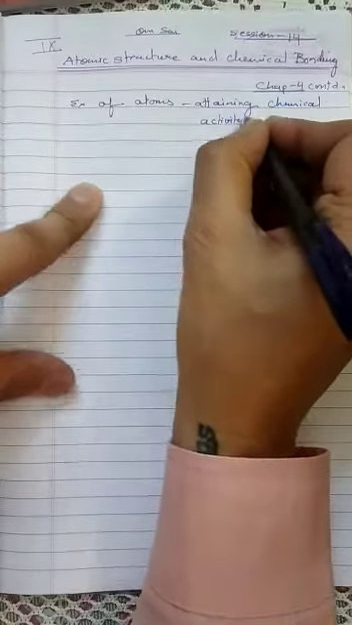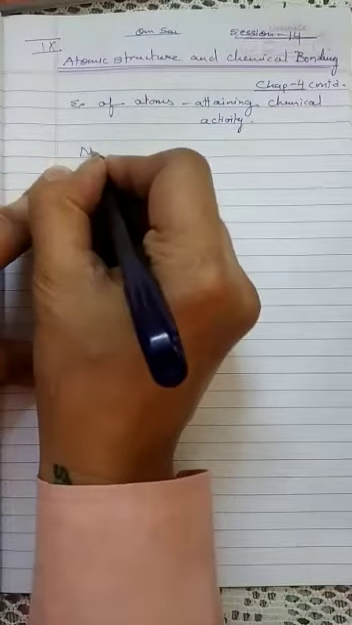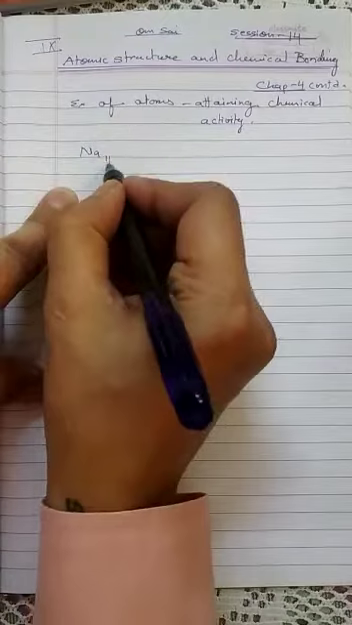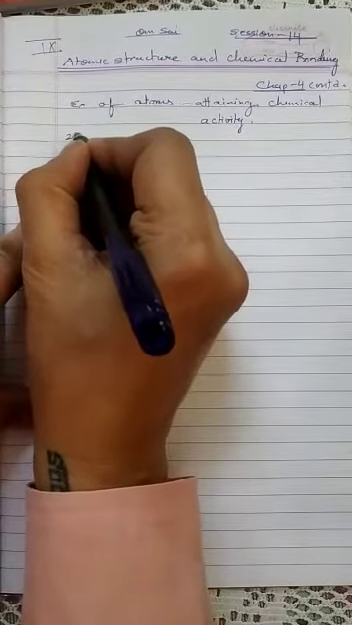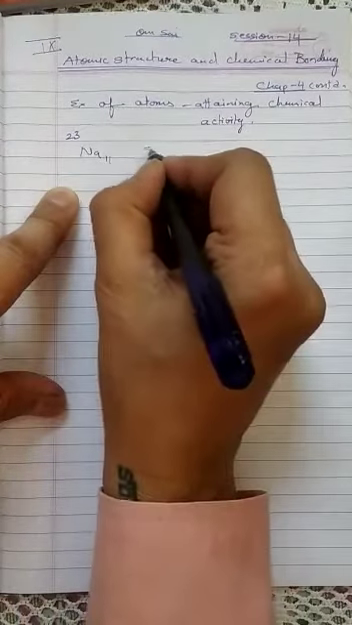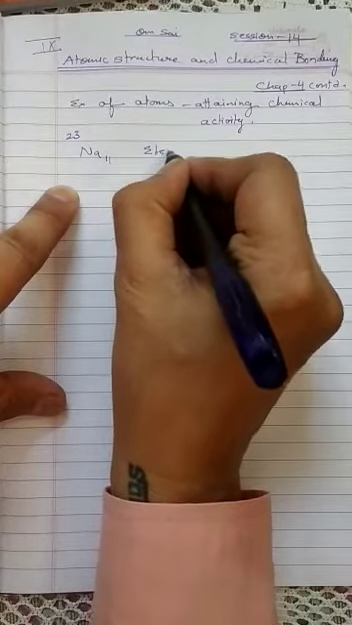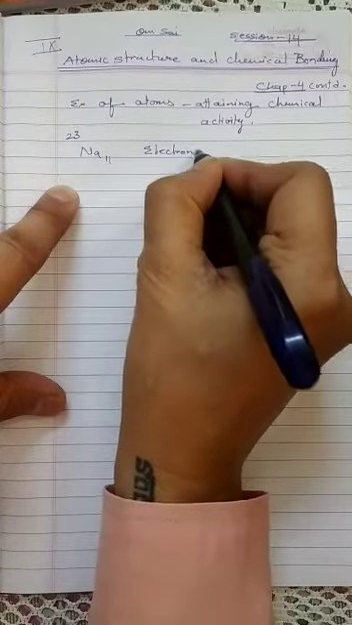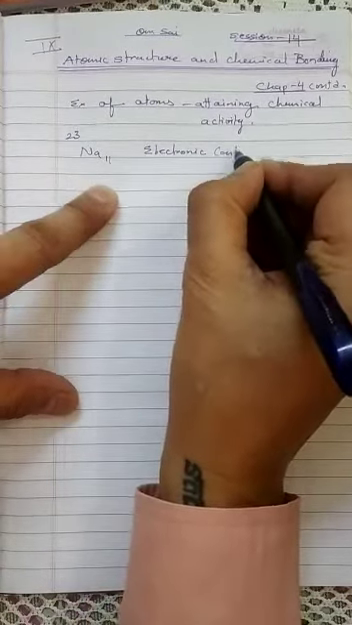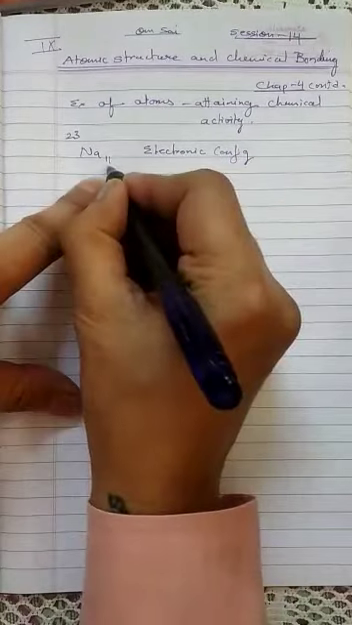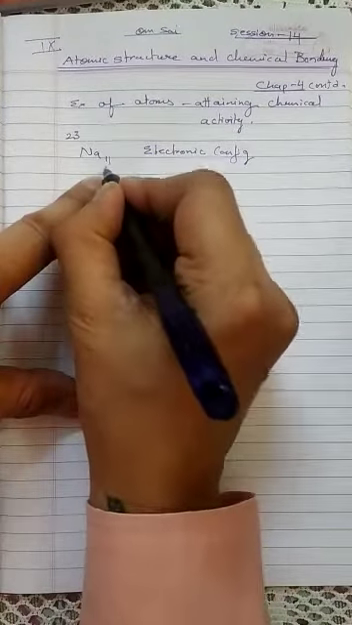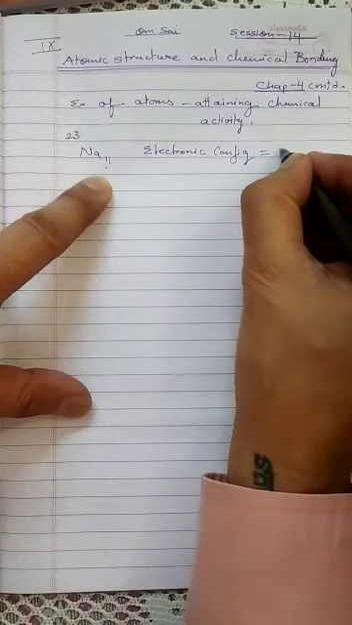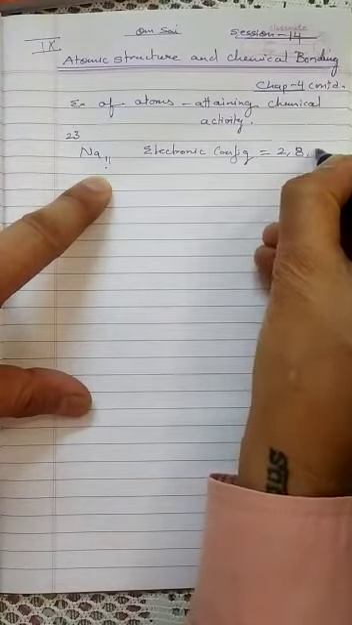In this, first of all, we will take sodium. As you know, sodium has atomic number 11 and mass number 23, and its electronic configuration will be what? How many electrons are there? Atomic number 11, proton will also be 11 and electrons will also be 11. So it will be 2, 8, 1.